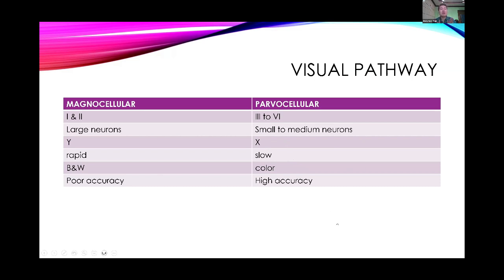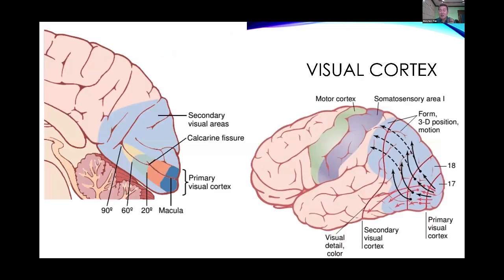So the visual pathway, particularly the lateral geniculate nuclei, would have two pathways. Magnocellular, malaki, mabilis, Y ganglion cell, black and white, poor accuracy, rod vision. Parvocellular would make use of what? The impulses, the action potentials from the X ganglion cell. X ganglion, X-rated, X, color vision, malinaw, high definition, high accuracy, cone vision, slow in transmission of impulses. Clear?